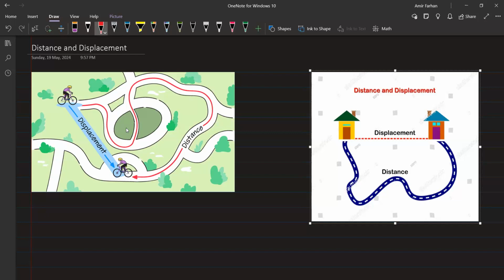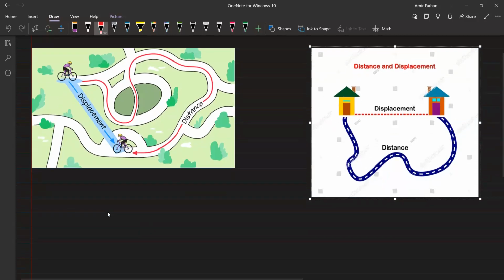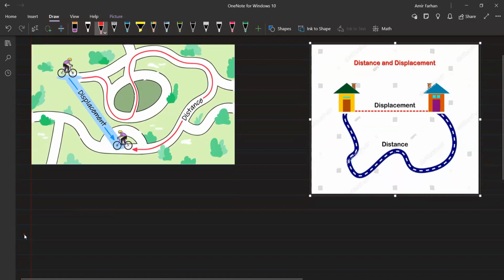So distance is the actual path that we have taken to cover the journey. Distance means the actual path that you have taken to go from one point to another point. Is this clear, Ayan?